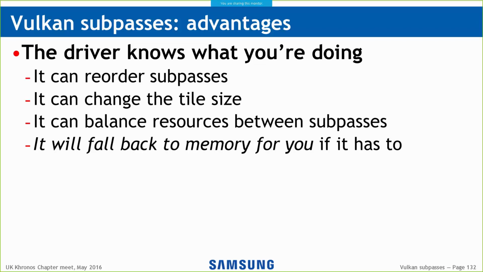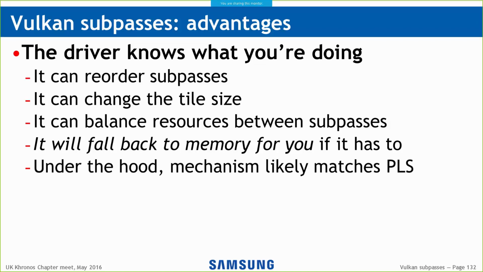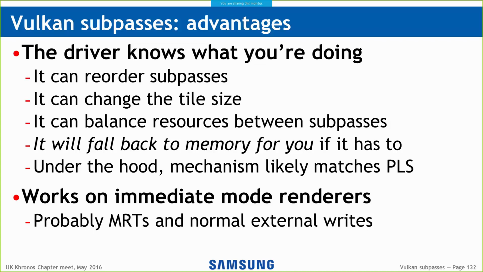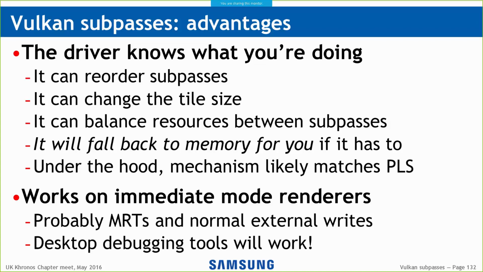So if you wanted to use more resources than were available in the pixel local storage implementation you were working on, you'd have to write a separate code path yourself. With subpasses, everything will magically work for you. The hardware is probably doing pixel local storage on a tiler, but on an immediate mode renderer, it's probably doing multiple render targets or something like that. And it does work on immediate mode renderers, so your desktop debugger will still work. You don't have to have a completely different pass when you're trying to debug your code.